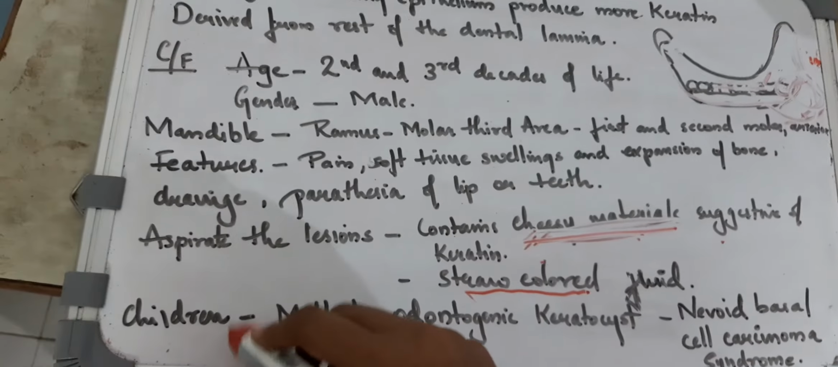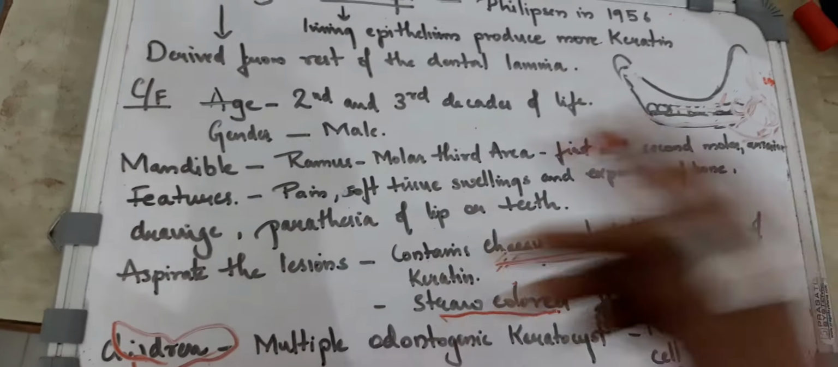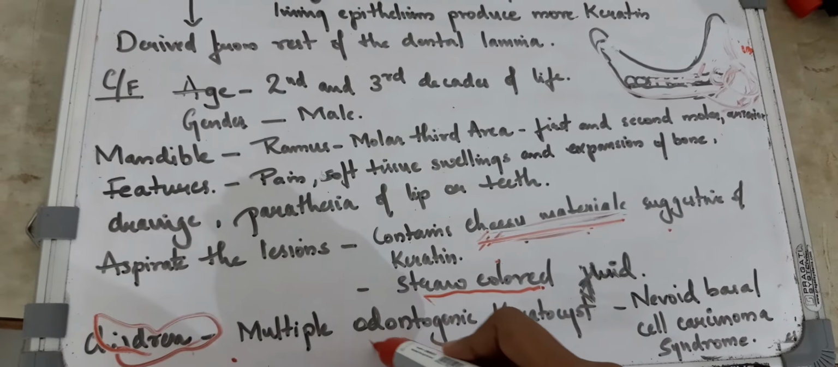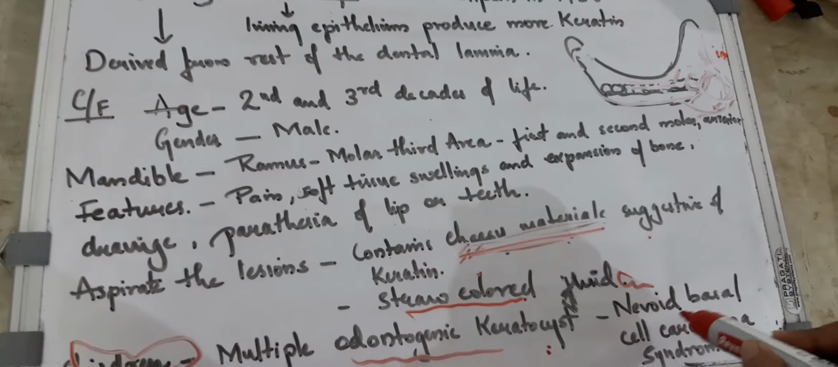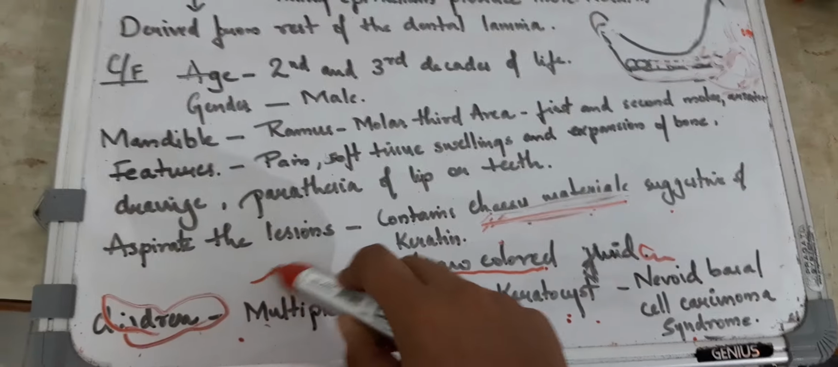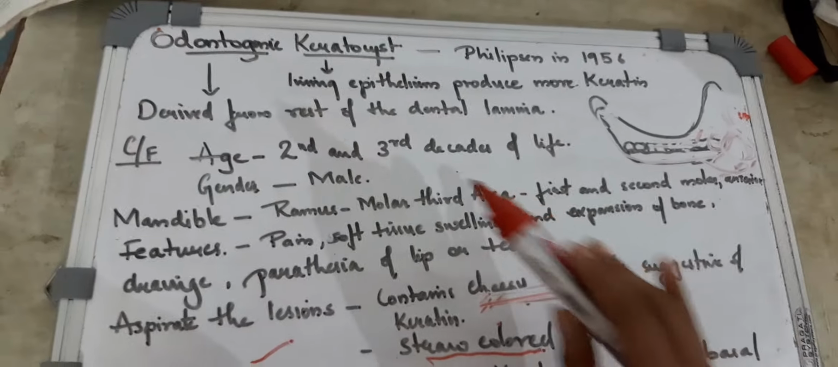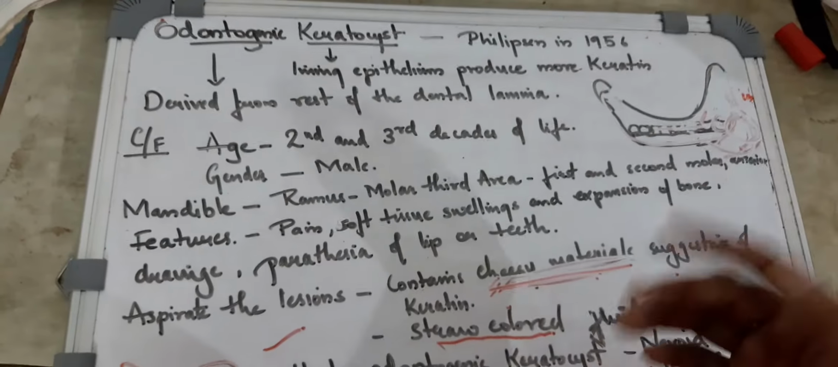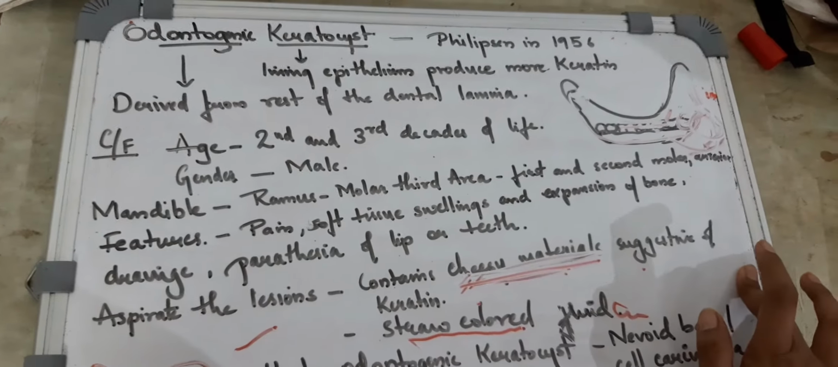Sometimes it also occurs in children. Odontogenic keratocyst can be found in children as multiple odontogenic keratocysts. The reason is that it is a component of nevoid basal cell carcinoma syndrome. Because of that, it also occurs in children. So we will summarize the topic. Today I am only discussing the introduction part and clinical features. In the next video I will explain the radiographic features, histological features, and treatment.